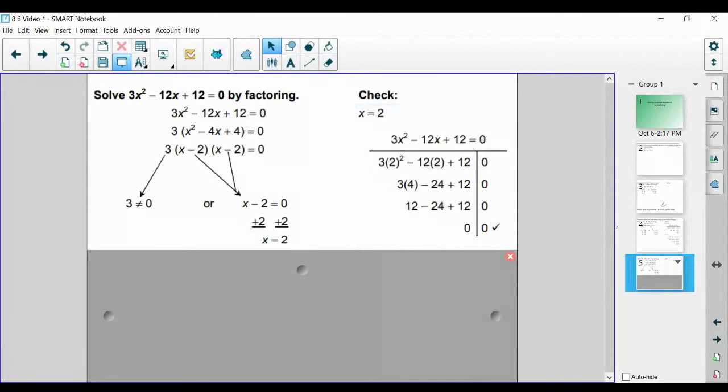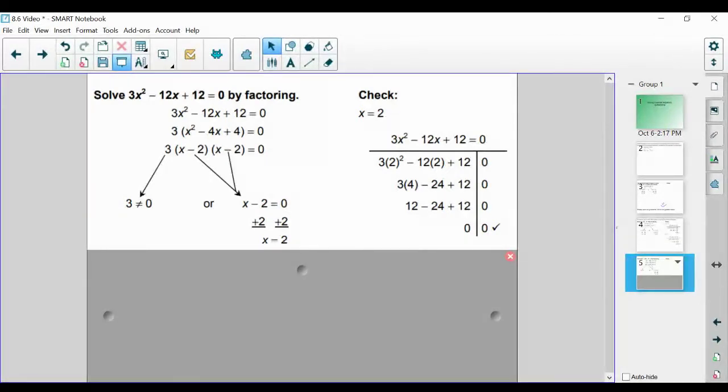So if we check our work and we substitute in x as 2 into our original equation, we do end up with a true statement of 0 equaling 0. If we were to substitute in the x value of 2 into the binomials that we found that represent the original, we end up with 3 times 0 times 0, which is 0.